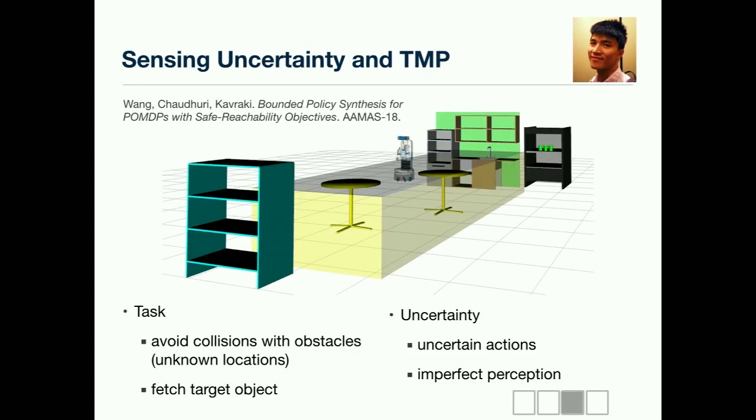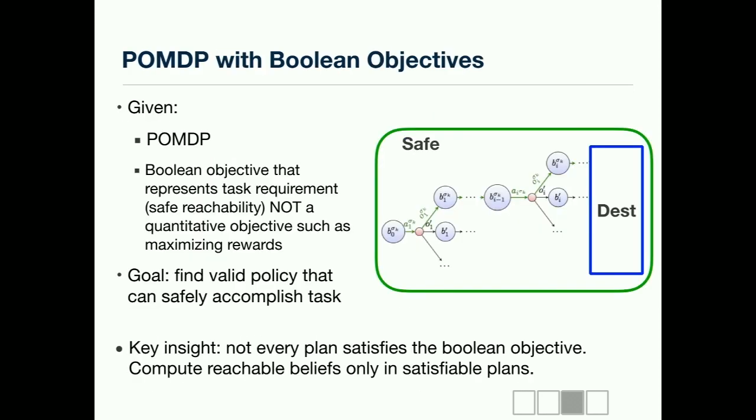And very, very briefly, let me add uncertainty to this task and motion planning problem. Here we have a robot that wants to fetch the green objects, let's say, from the black shelf, but there are these tables around and the robot has certain actions and imperfect perception, so it doesn't know exactly where these tables are. And of course it can be modeled as a POMDP, the whole problem.